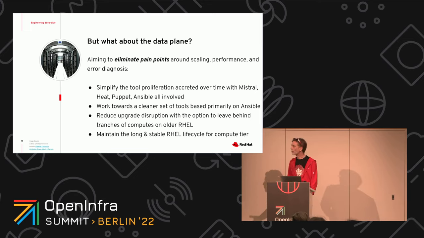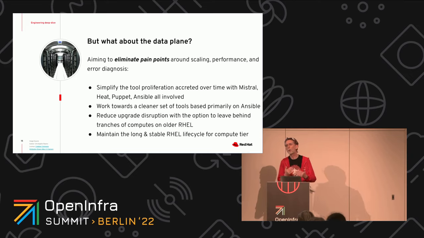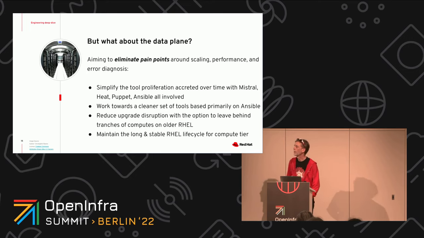So we've added things over the years, like Mistral, Heat, Puppet, Ansible, lots of different things. And that's all good in the sense that we're playing to the strengths of each of these tools. But it also introduces quite a lot of complexity. So if things go wrong, sometimes it can be hard to diagnose the source of the failure. So the goal here is to provide a cleaner set of tools, or essentially less tool proliferation, and to rebase it all purely on Ansible.